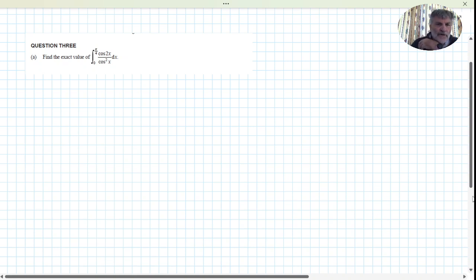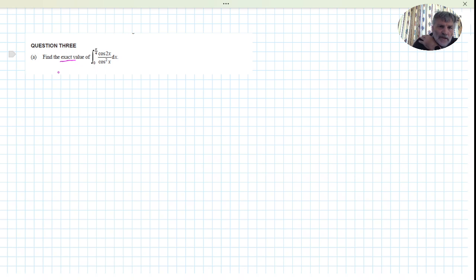So here's the first question. It says find the exact value of the integral from 0 to 2 pi of cos 2x over cos squared x dx. And when a question says exact value, what they mean is not a rounded value that's been plugged into your calculator. So if you get pi's or e's or square roots, you can leave them in that form.